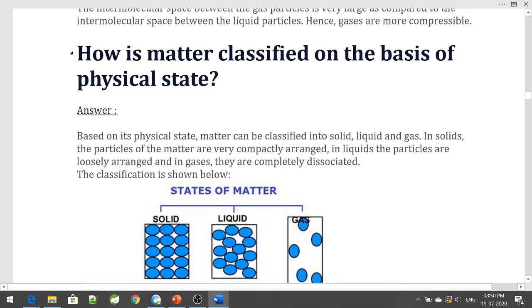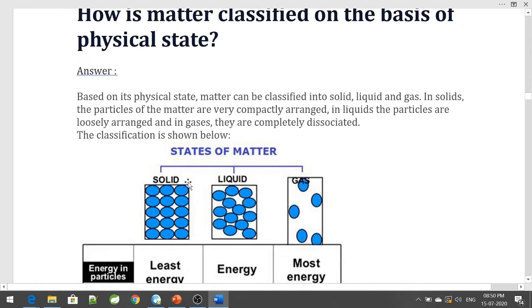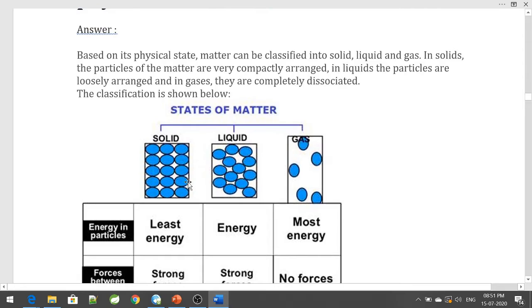How is matter classified on the basis of physical state? Based on physical state, matter can be classified into how many types? Three: solid, liquid and gases. In solids, the particles are compactly arranged. In liquids, particles are loosely arranged, and in gases, they are dissociated, meaning they are here and there.